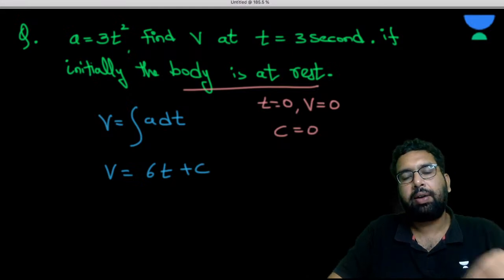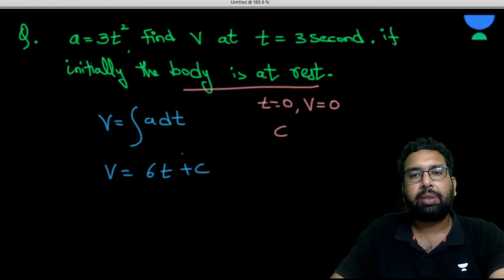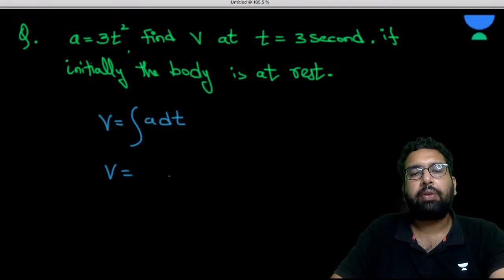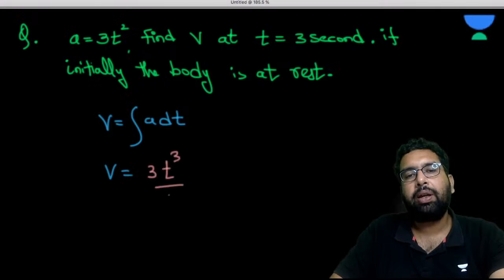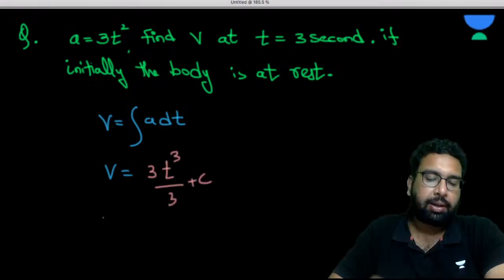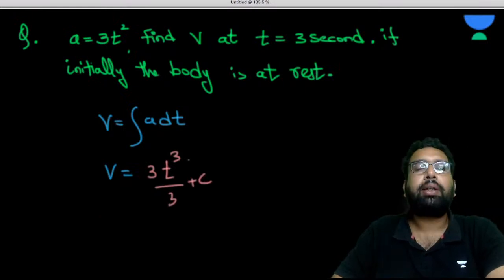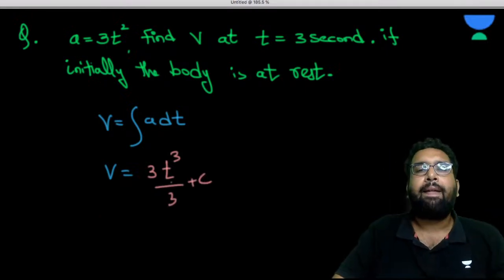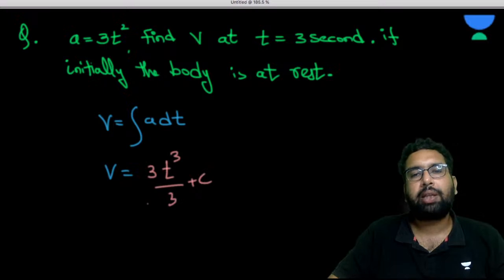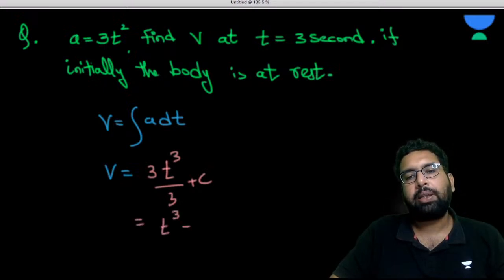Oh, sorry, I have just one mistake. I have differentiated instead of integrating. Just give me a moment. Yes, velocity we need to integrate it. So it will become 3t cube by 3 plus c. Sorry, my mistake. Rather than integrating, I had differentiated. Acceleration is 3t square, so the velocity is going to be 3t cube by 3 plus c. So basically it becomes t cube plus c.